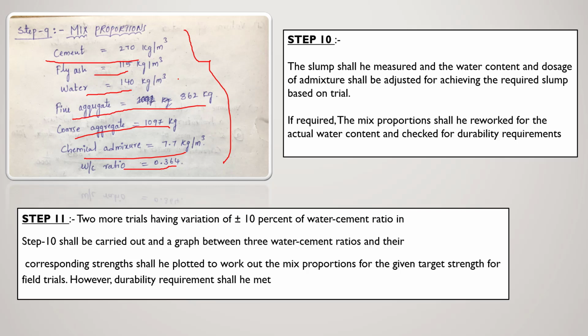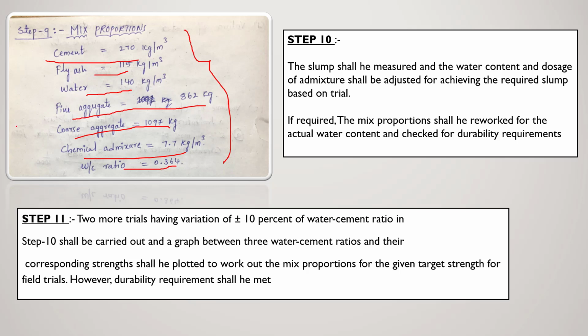In step 10, the slump shall be measured, and the water content and dosage of admixtures shall be adjusted for achieving the required slump. If we want to change the slump, meaning workability, we have to change the admixtures or the water cement ratio, anything. So we'll get to the mix proportions.